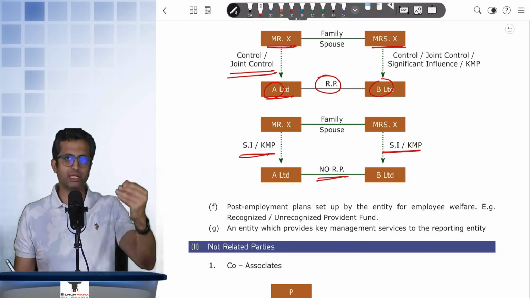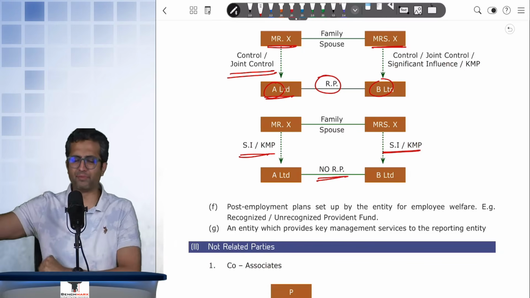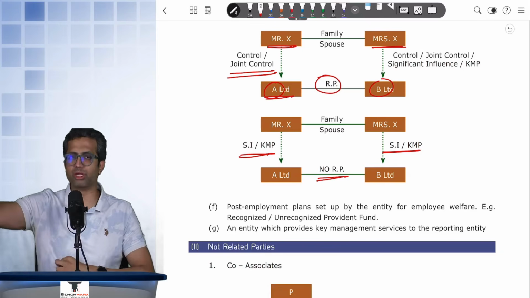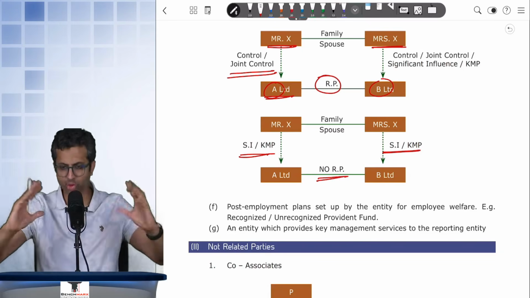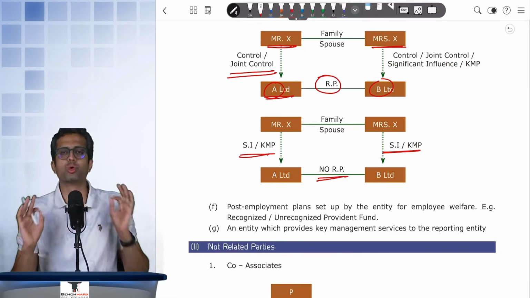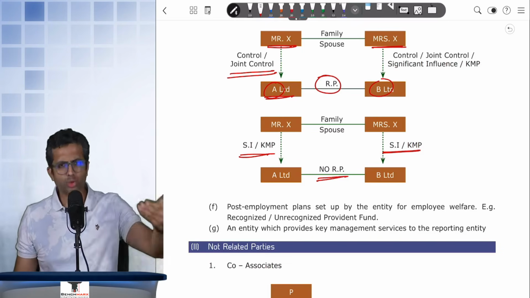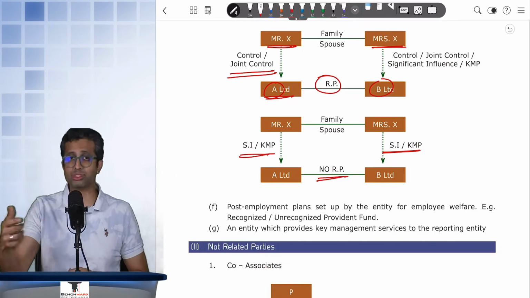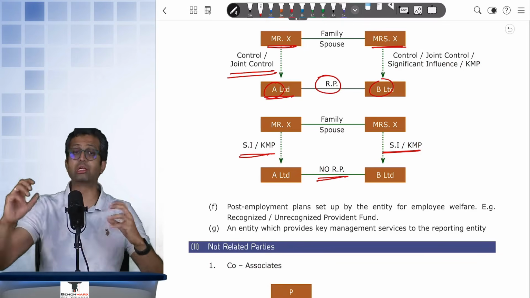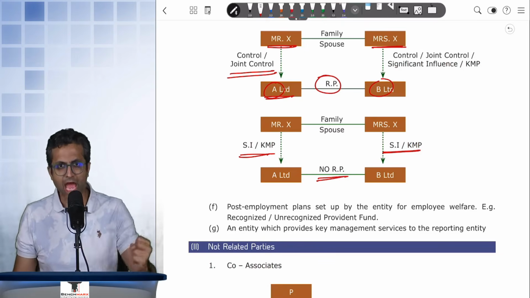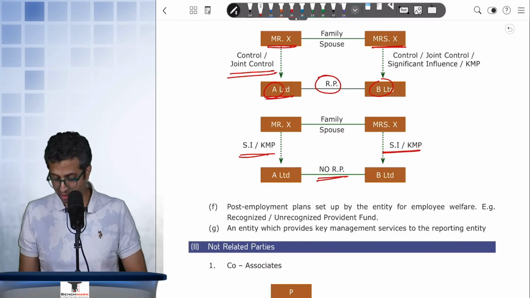Clause F says the entity and its post-employment plan. So for example, you have an employee welfare plan and the entity is contributing money to the employee welfare plan, which will pay in turn to the employees, including KMPs. So we will say that, well, your post-employment plan and the entity are also inter se related parties. And last, usually key managerial services are provided by individuals. However, I can always appoint a company or a consultant to discharge key managerial services. And hence, if a company is responsible for a key managerial service, the company is also treated as a related party.